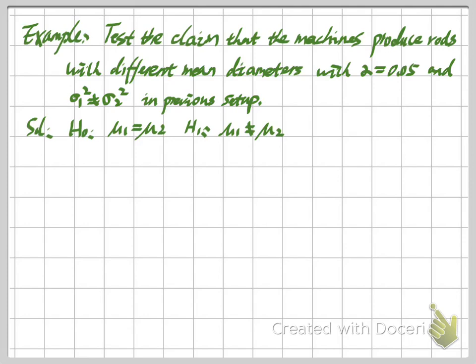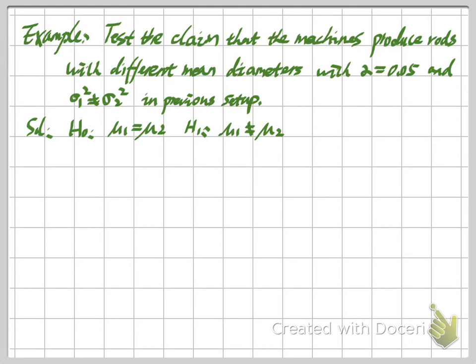The next thing is, for the hypothesis test, we always assume our null hypothesis is correct, and then we compute a test statistic and see whether something weird happens.